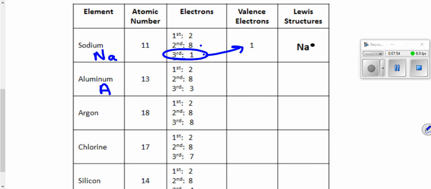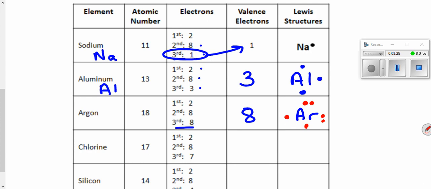For aluminum, whose symbol is Al, with 13 electrons, the first ring's full with 2, the second fills with 8. We still need more, so we go to ring 3 for 3. It would have 3 valence electrons, and aluminum's in group 3. So the Lewis structure for aluminum is to draw 3 electrons. Argon has 8 in its outer shell. To draw argon, we go 1, 2, 3, 4, 5, 6, 7, 8.